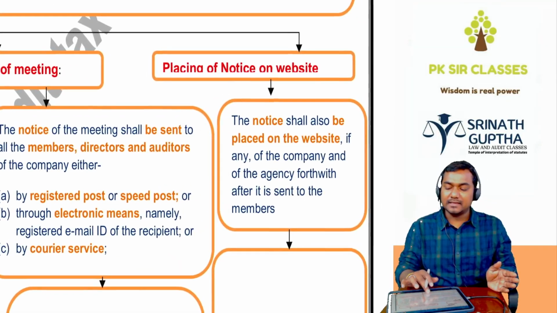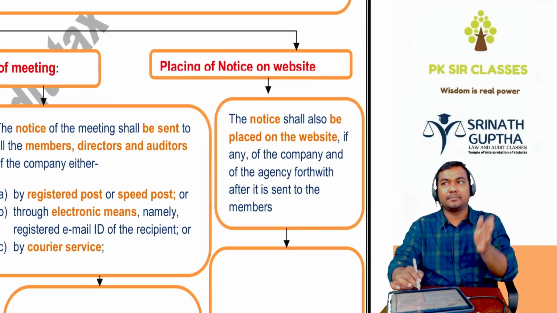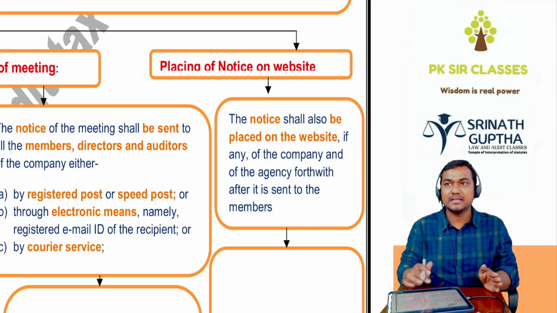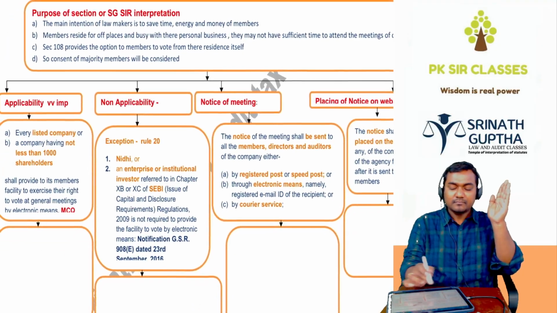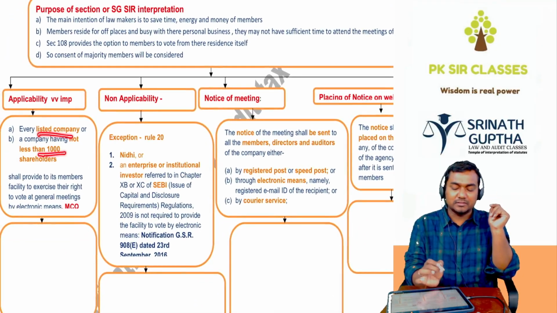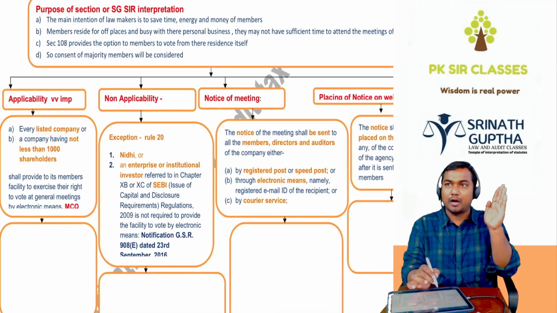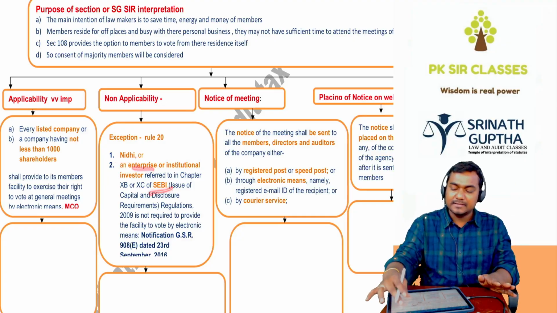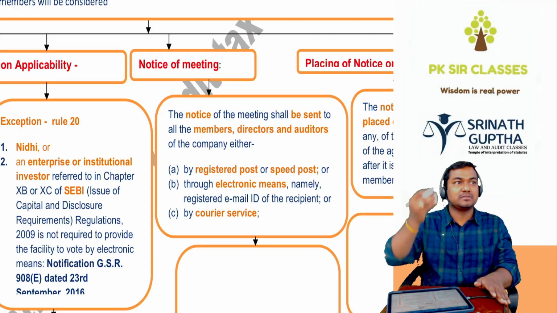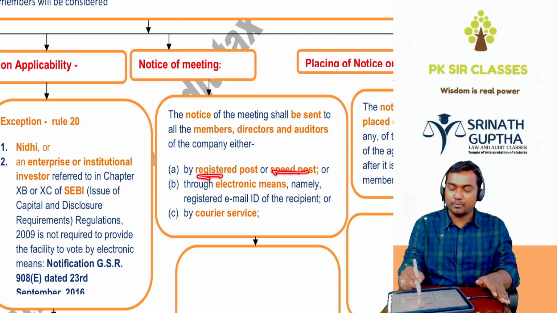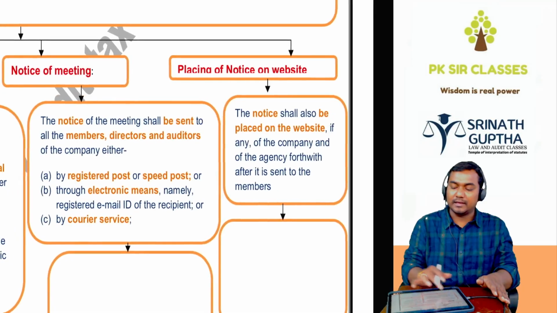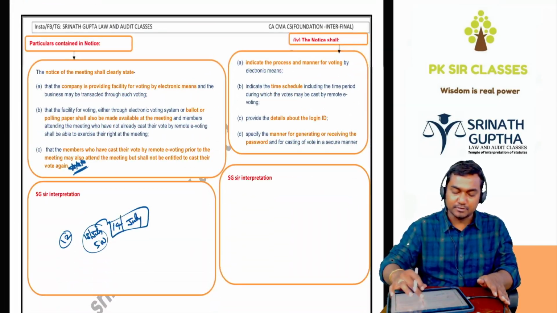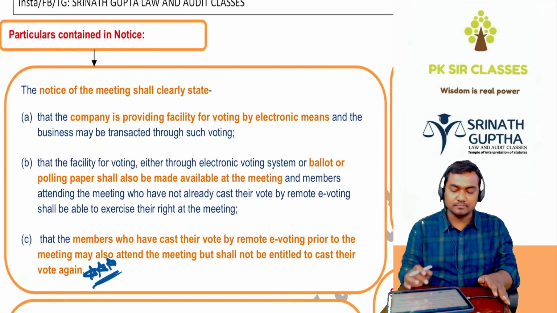And placing of the notice. For the same notice, the company has to keep one copy on the website of the company, or any website specified by the CG. Once again, a listed company having 1,000 members has to provide the option to vote electronically. Not applicable to Nidhi company, enterprise specified by SEBI, and the company has to give the notice of the general meeting through register post, speed post, courier, or electronically. And the company has to keep the same copy on the website of the company also.